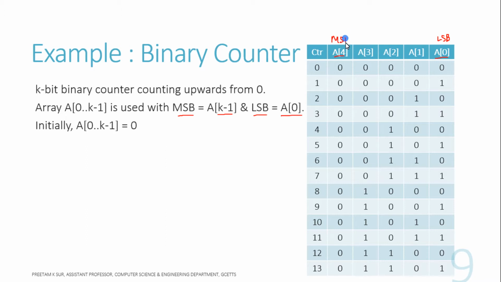Now in this table we have another column which we call CTR. CTR is nothing but the counter value. So this column basically represents the decimal value of the bit string represented by A0 to A4.